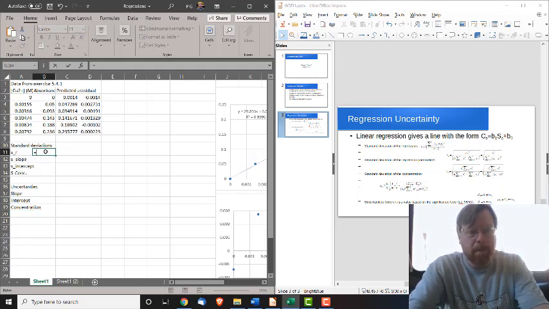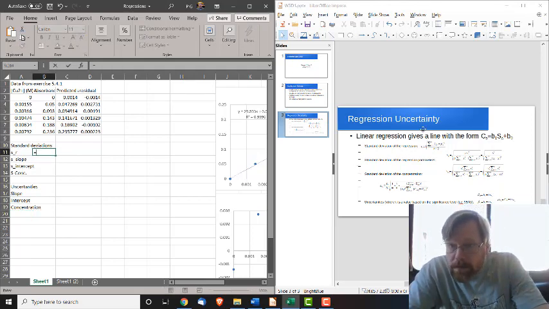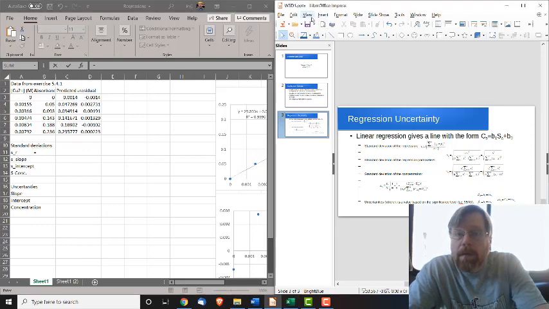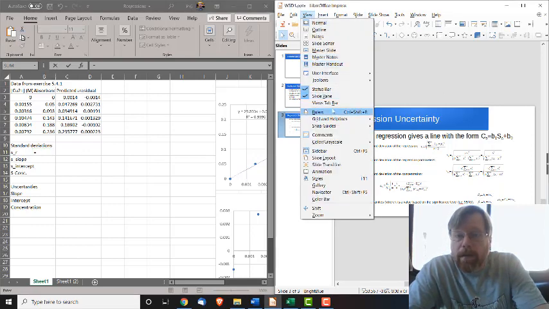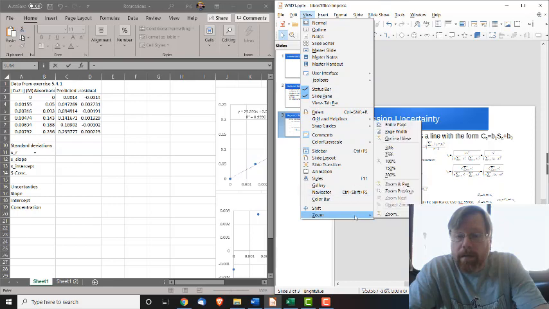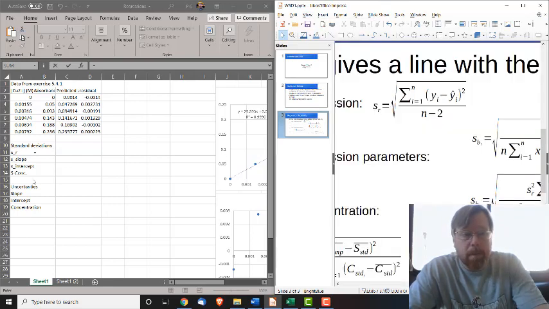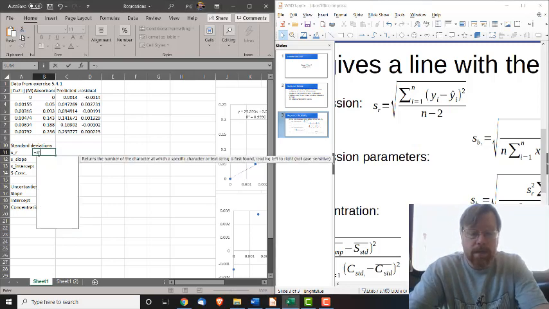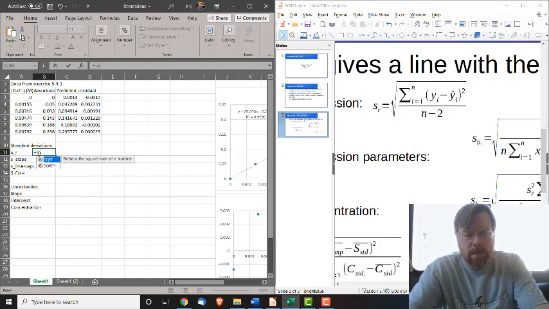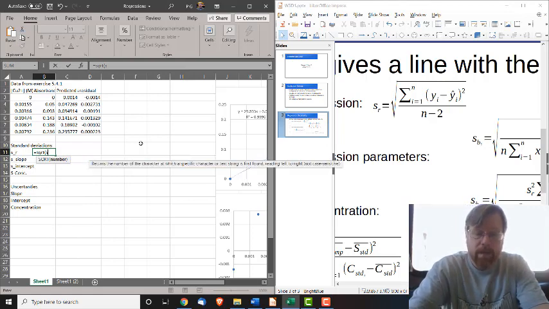Okay, so I can't read that, so I assume you can't either, so let's zoom in a bit. There we go. So I need the square root. Let's use the SQRT function for that in Excel. Alright, I need the square root of the sum.